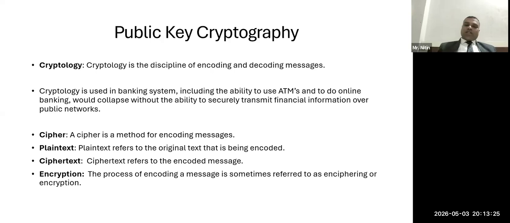So at the source, plain data will get converted into encoded data, and at the destination, this encoded data will be received and decoded, so that the destination gets the original message or original data. Okay. So cryptography definition, guys: cryptography is a discipline of encoding and decoding messages or information. Okay. So cryptography is used in the banking system.